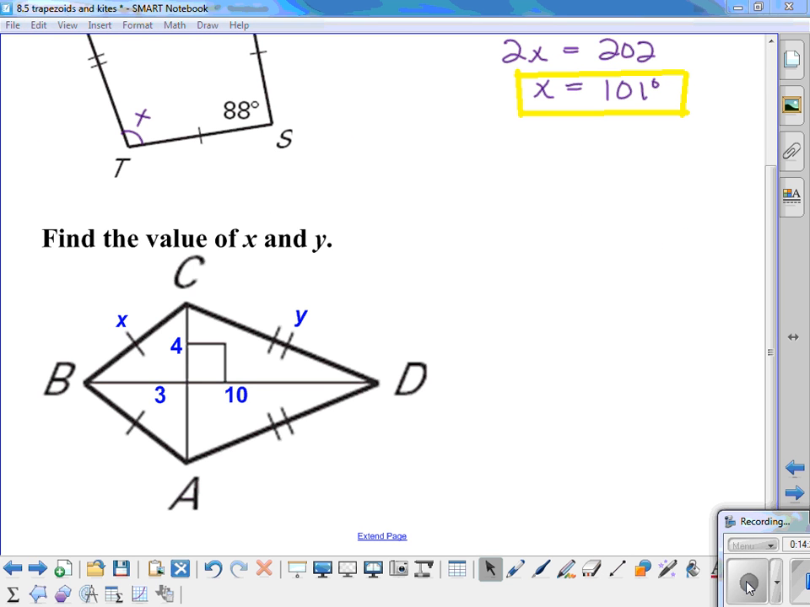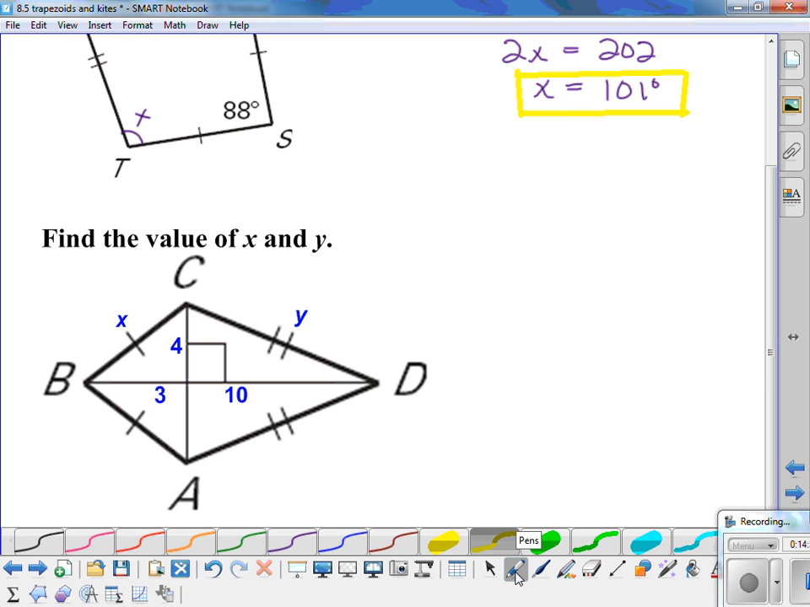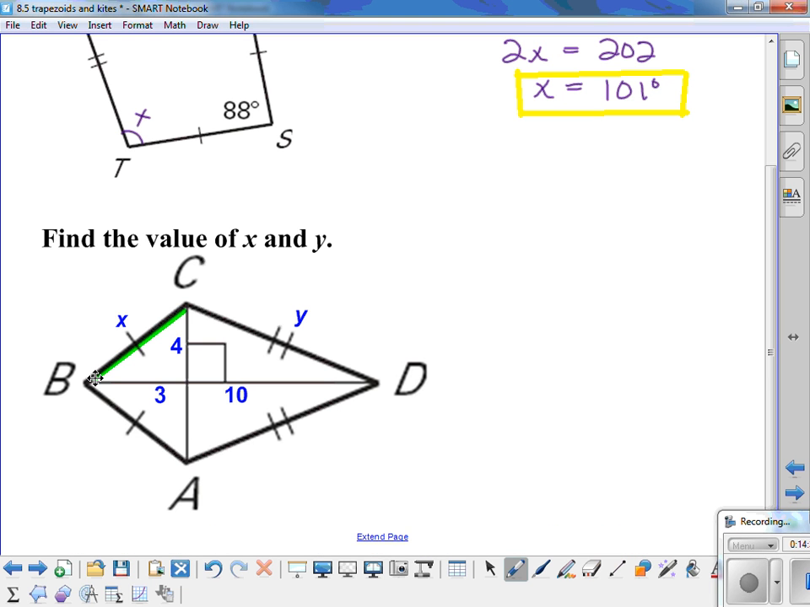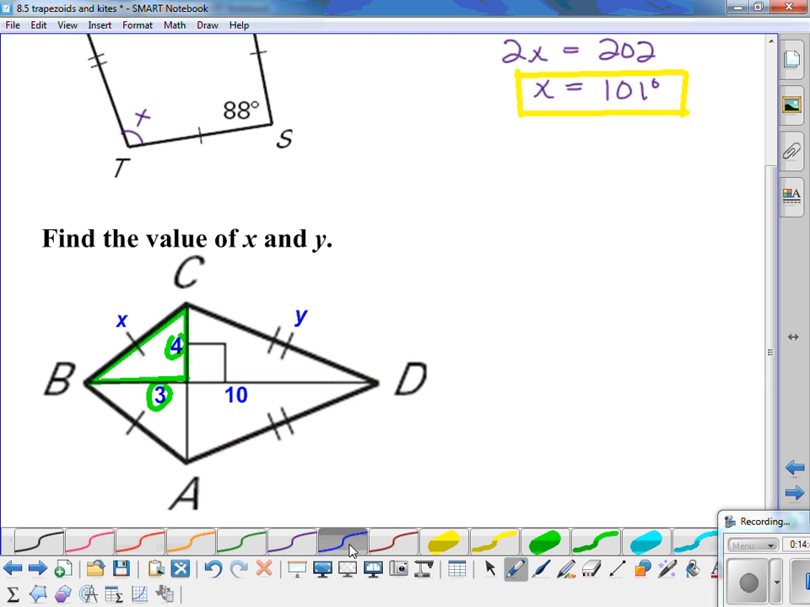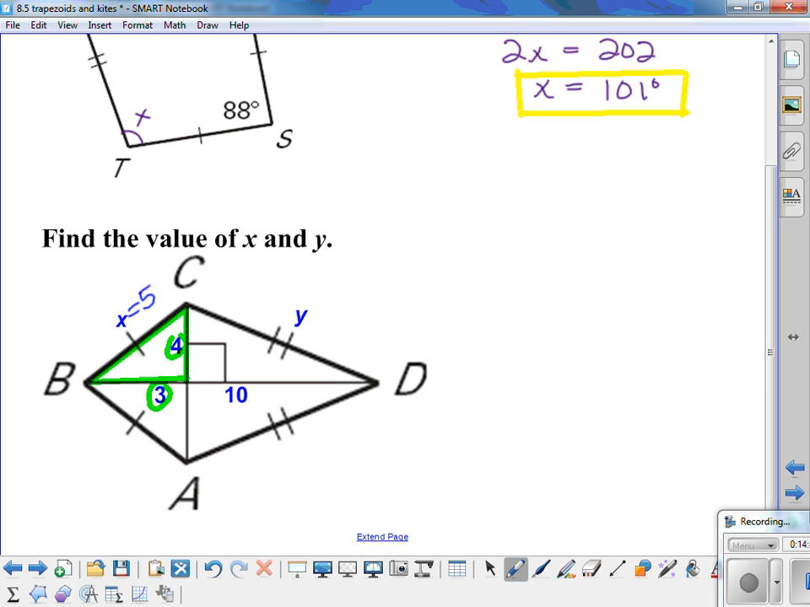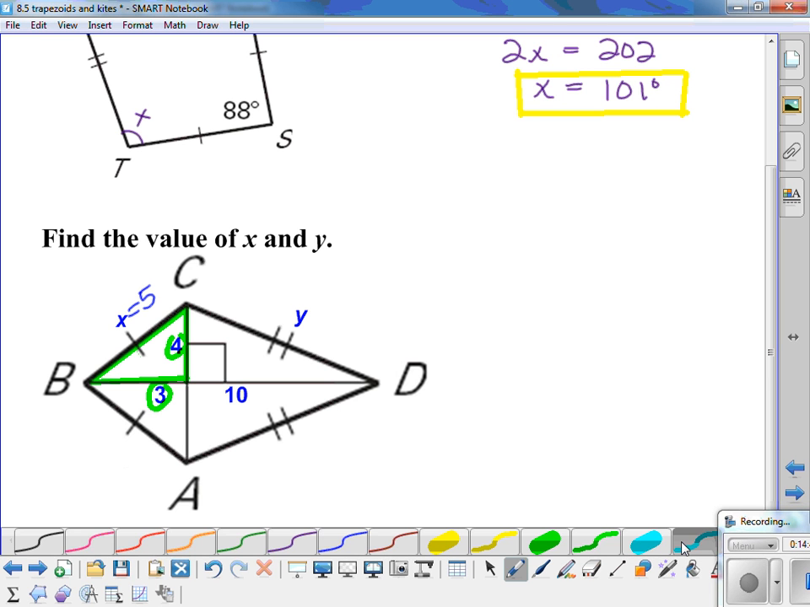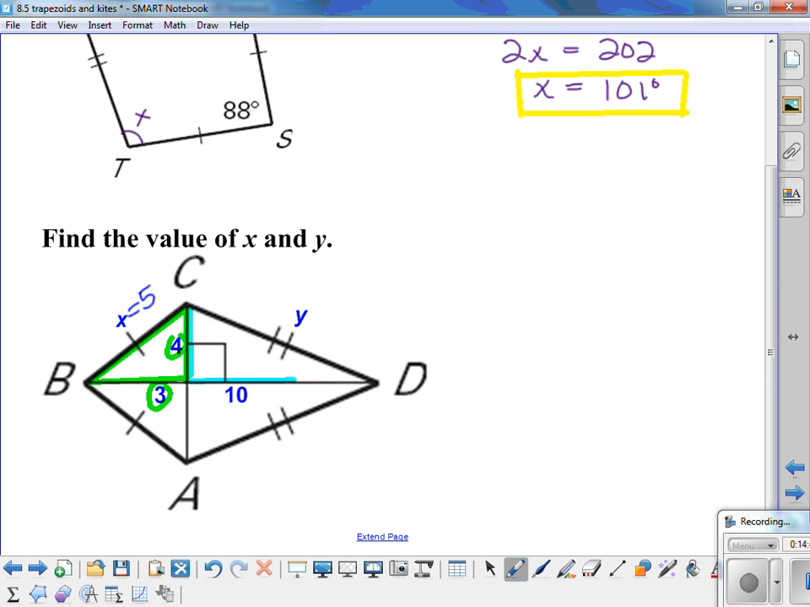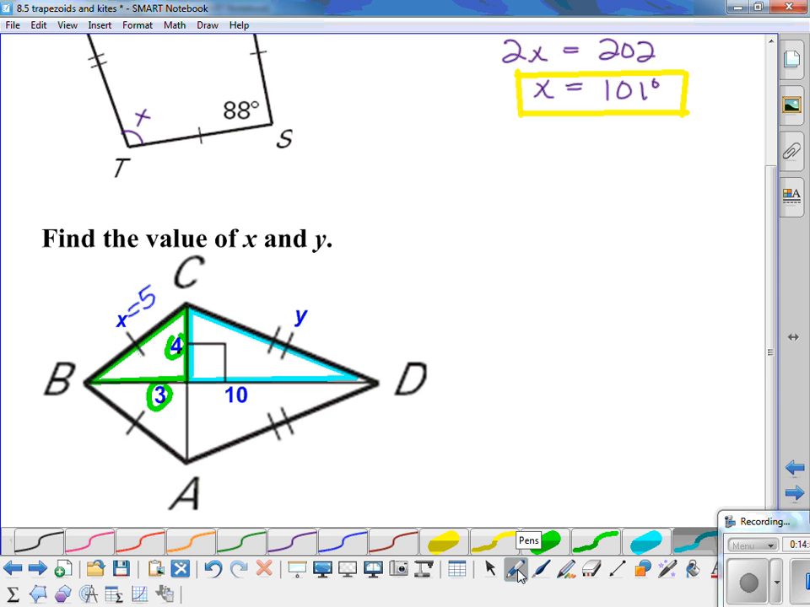Alright, so we've got another example here. We're going to find the value of x and y. So as I mentioned before, when we have a kite, the diagonals are perpendicular, which means I have some right triangles. So if I look at this side over here, I've got a 3, 4, so that is a 3, 4, 5 triangle, so I know x is going to equal 5. And then looking at this other triangle on the other side, to find y, that one's not one of my Pythagorean triples, so I'm going to go ahead and have to use the Pythagorean theorem on that one.